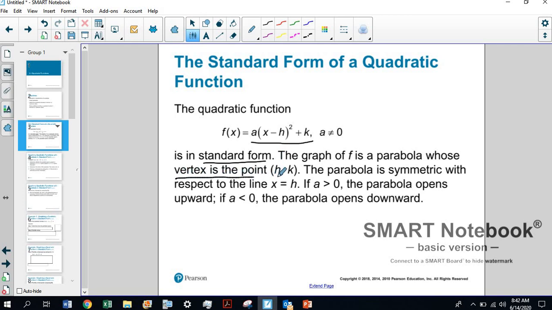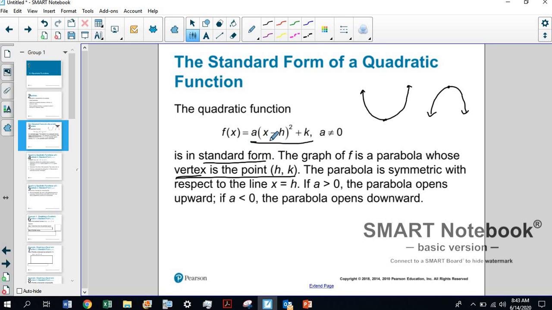and the vertex is the bottom point of the parabola. So if your parabola looks like this, your vertex is this very lowest point here, and if your parabola looks like this, then the vertex is the very top point. Okay, so that's what the vertex is, and that point is (h, k).